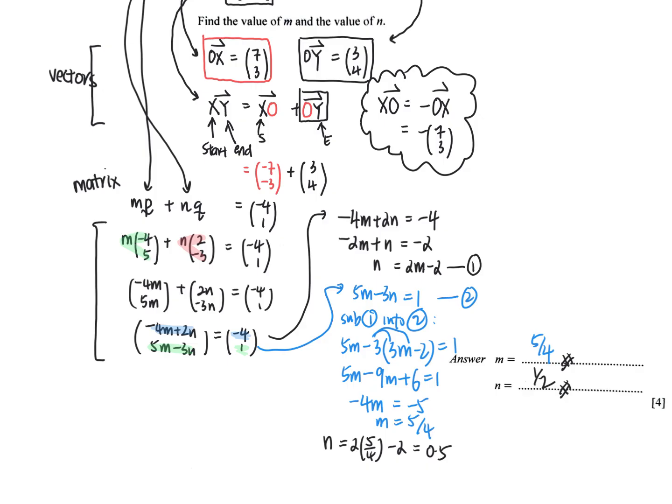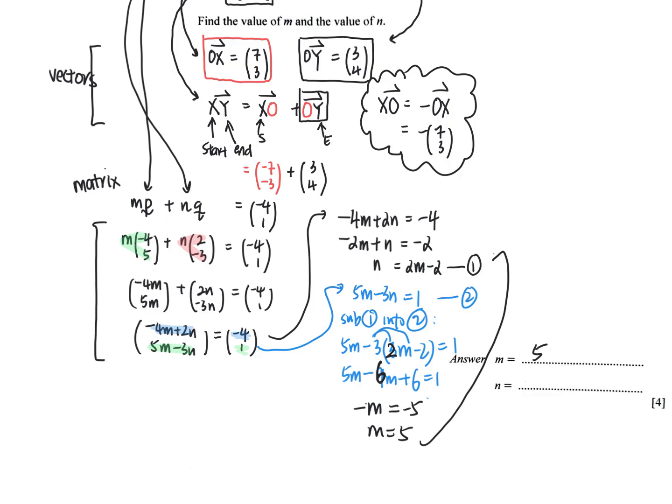Which one? 3m minus 2. Oh, 2m. Alamak. Sorry. 2m. So my answer here is not right. It will be minus m minus 5. So m is 5. Okay, and then this one you sub in here. 2 times 5 minus 2. So it's 8. Oh, it's a nice number.